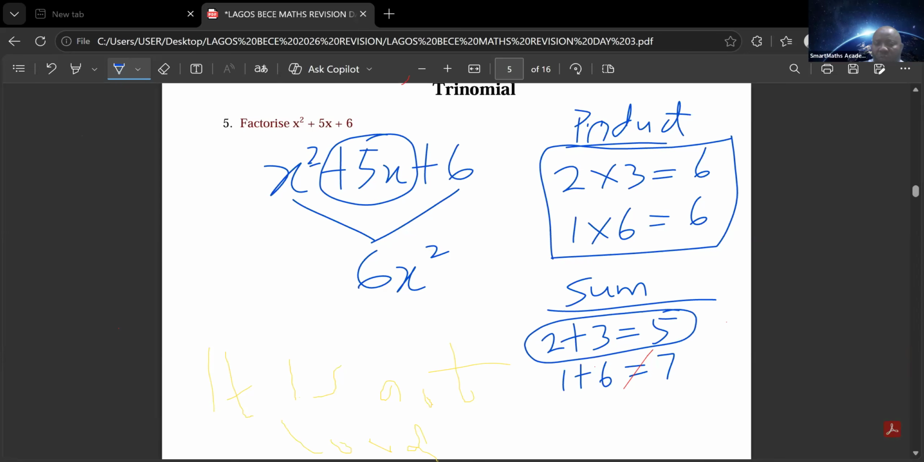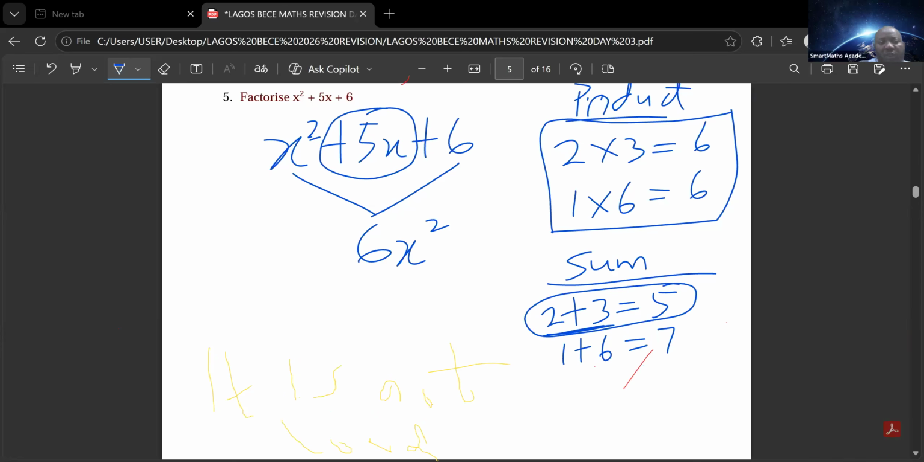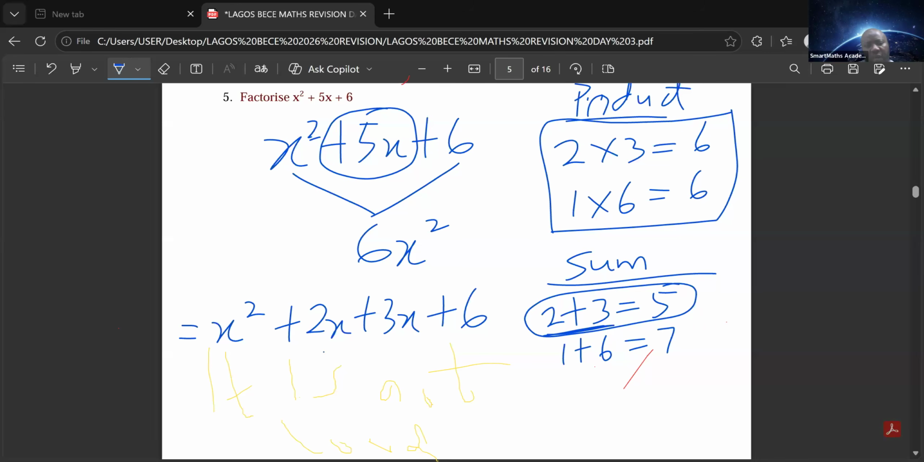So that 2 plus 3 is what we are going to use to replace the 5x. It's now going to be x squared. Instead of writing 5x, we now write 2x plus 3x, then plus 6. We are still writing the same thing. We are just splitting the middle number into 2, because 2x plus 3x is equal to 5x. I want to know if this is clear to you. Please give me a thumbs up if it's clear to you. I need your reaction. Very good.